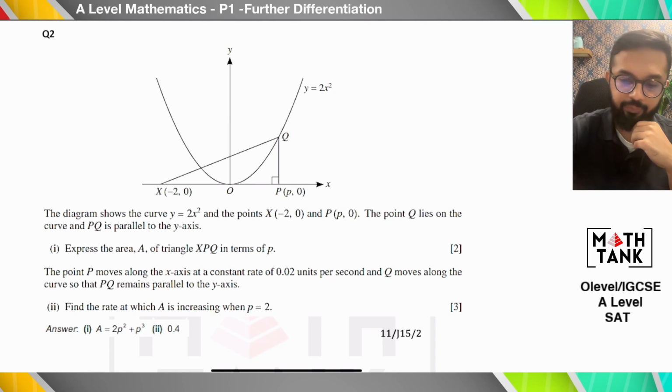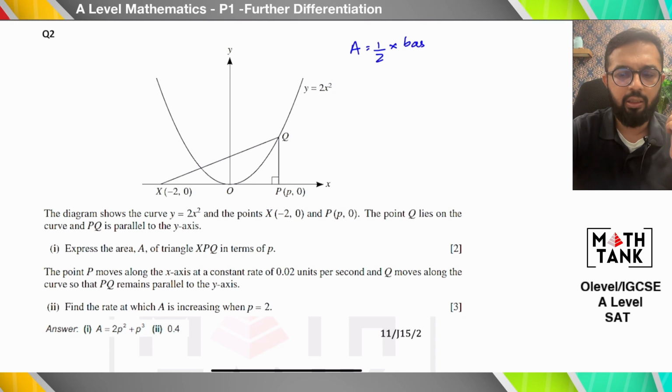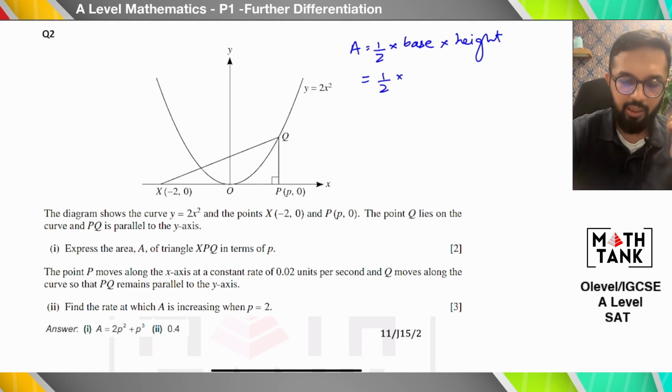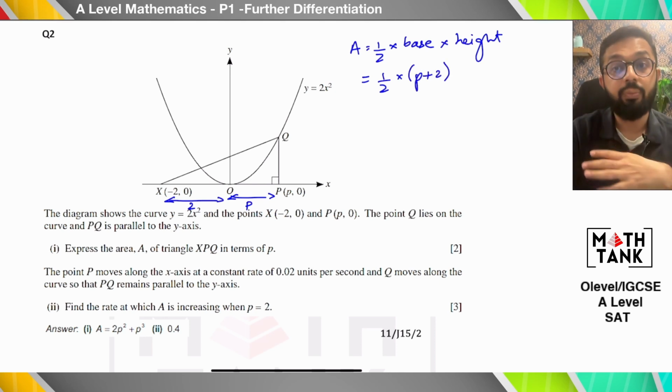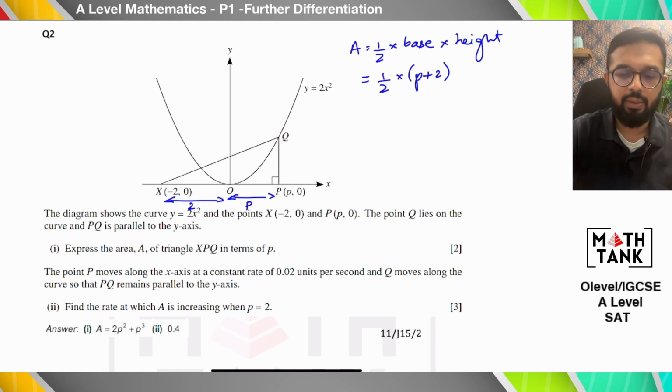Express the area A of the triangle XPQ in terms of P. So I'm looking at this triangle. The area of a right triangle is basically half into base into height. So I'm going to say half base. This distance is P and this distance is 2, so the base is P plus 2. I would have also said P minus minus 2. That's how you would calculate the distance.